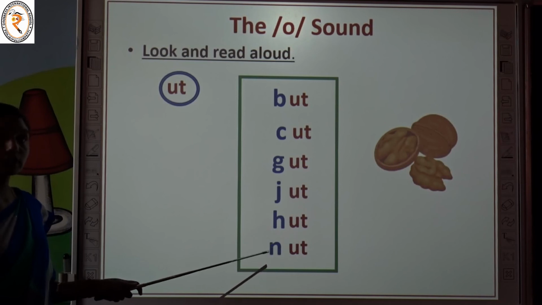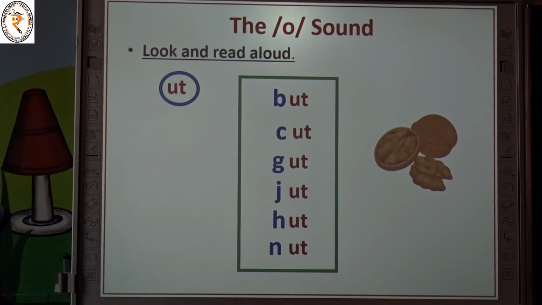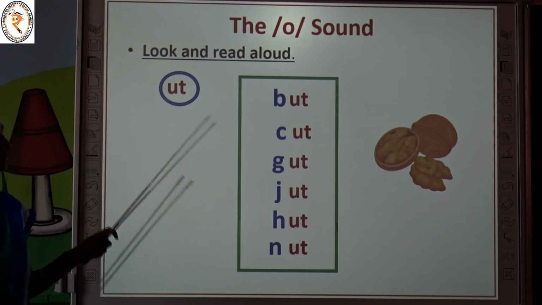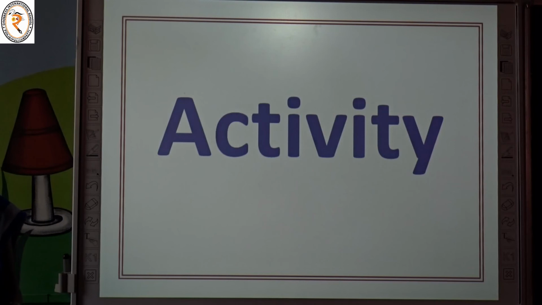What is the sound of the letter N? Children, try yourself. N. The letter N gives the sound n. N plus ut, nut. Very good. Children, now I hope that you are all having a clear idea about the sound of the letter O and U. Now it's time to do some activity.